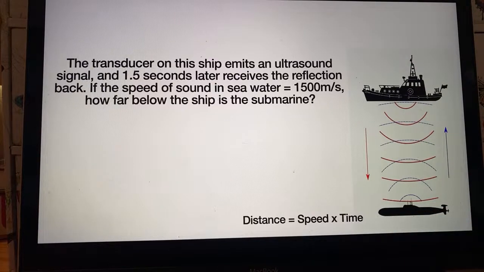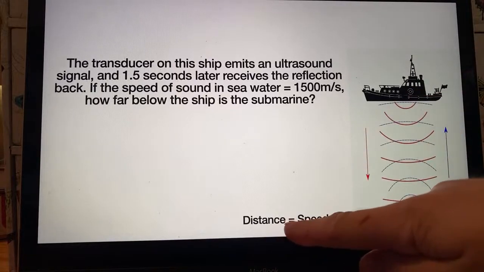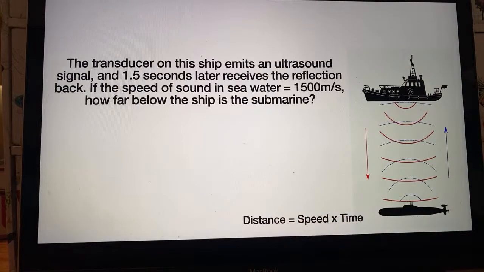Can you do that? I'll give you a few minutes to think about it, and then I'll just show you the answer. It was going to be an example, but it seems like a waste of thinking to not give you a chance to try it. I've even given you the equation. Distance equals speed times time. How kind was that?